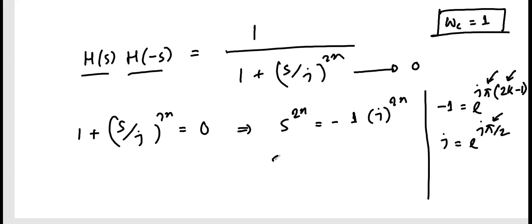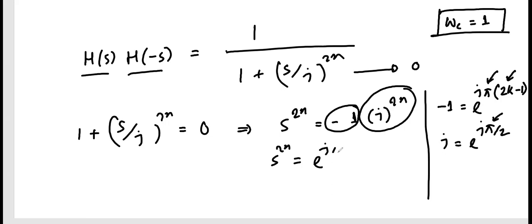Now we can write again s to the power twice n equals minus 1 equals e to the power j pi (2k minus 1). And what is the value of j? By putting those values of j, we can write them together. You can put those values of minus 1 and j in the previous equation, and you can find the final equation as e to the power j pi (2k minus 1 plus n). So that is the value you'll find ultimately.